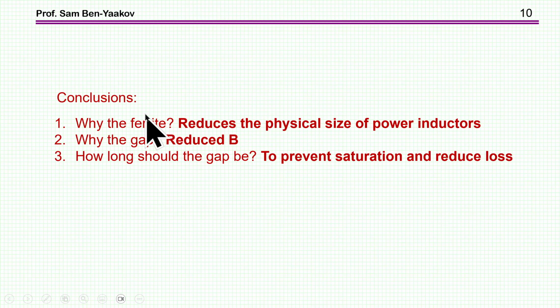So what are the conclusions here? I've posed 3 questions. Why the ferrite? Well, ferrite reduces the physical size of our inductor. We've seen that. Now, why the gap? It reduces the magnetic flux density that you have to limit to avoid saturation and to keep the losses at a given value that you define. And how long should the gap be? Well, it has to be adjusted such that the core will not go into saturation. This is one requirement. And the other one is not to exceed some B peak AC component to reduce the losses to the value that you wish.